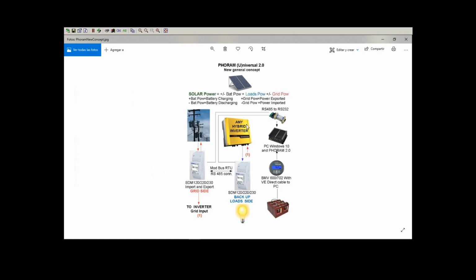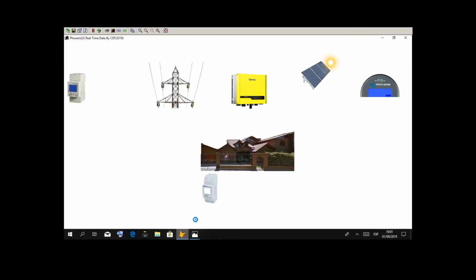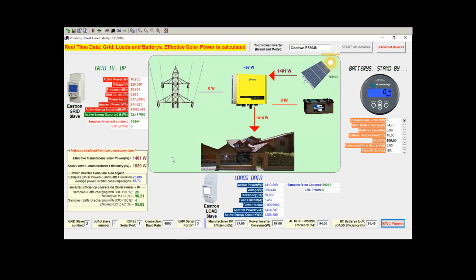This is what the application that I present to you does. Every 1 second it reads the data of the grid, loads and batteries, obtaining, through the indicated algebraic sum with the corresponding signs of the terms, the effective solar energy that is being produced and that will go to feed loads, charge batteries or be exported to the grid.